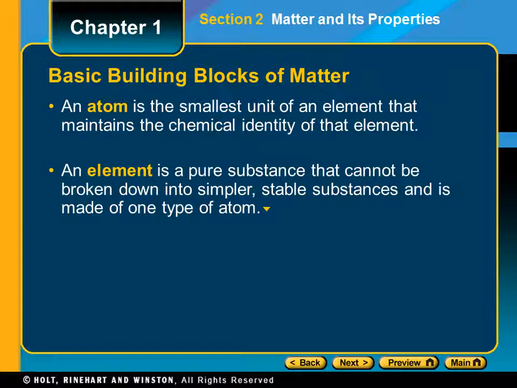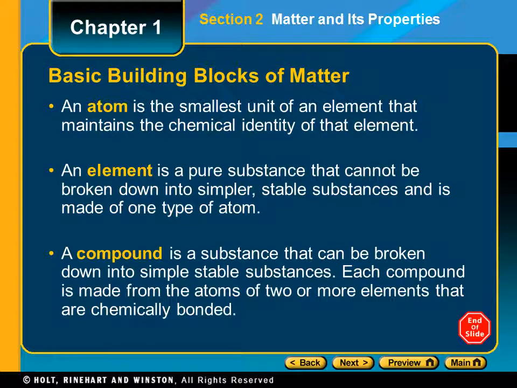Those types of things are elements. There's not two different things that come together to make it up. Now, from an atom, we go to a compound. And a compound is a substance that can be broken down into simple, stable substances. Each compound is made from the atoms of two or more elements that are chemically bonded. So a compound is defined as being made up of more than one thing.